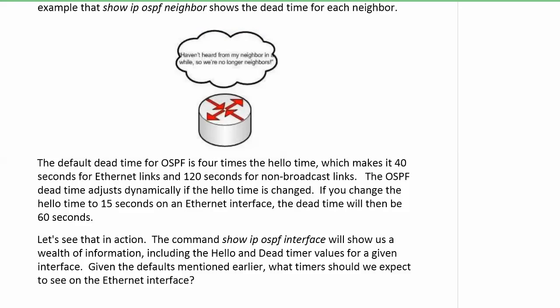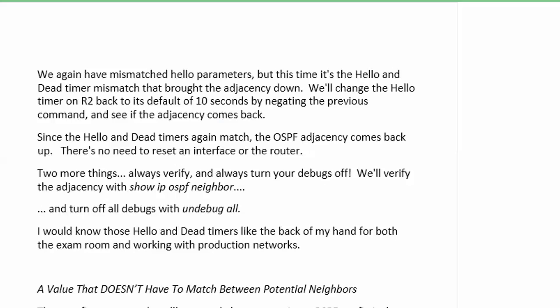Let's go down to 6. And we got that up and running. We turn our debugs off, of course, with U-All, and we're good to go.